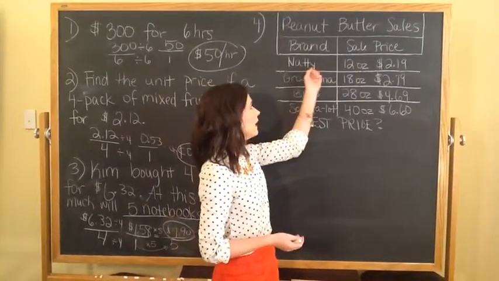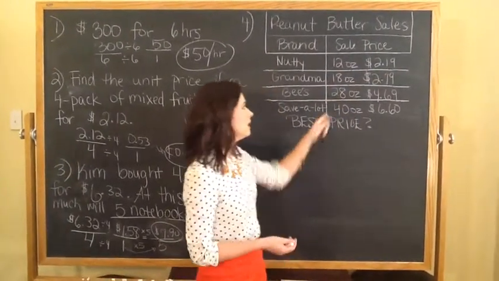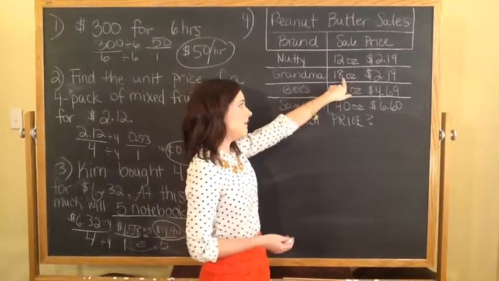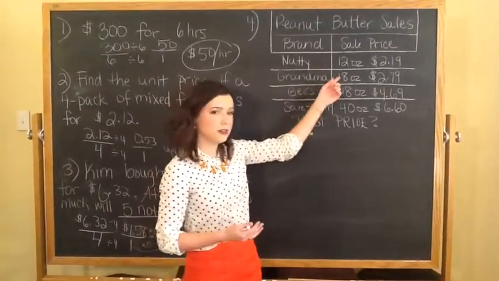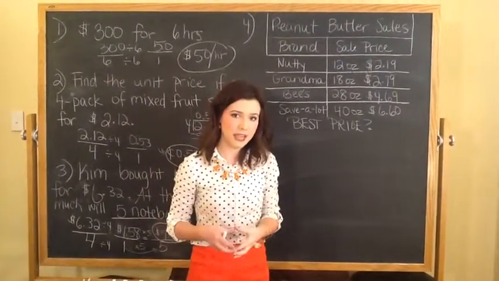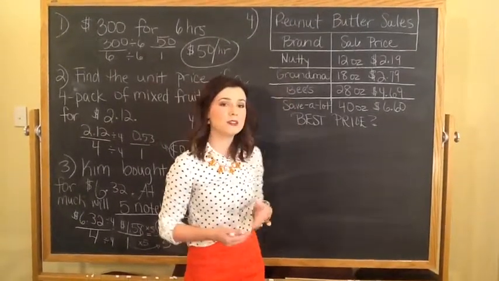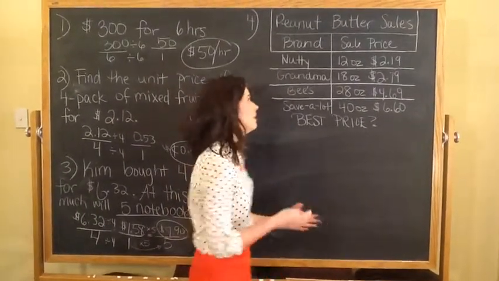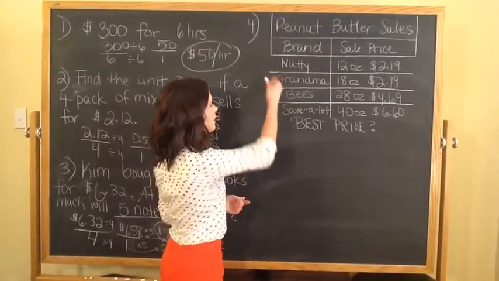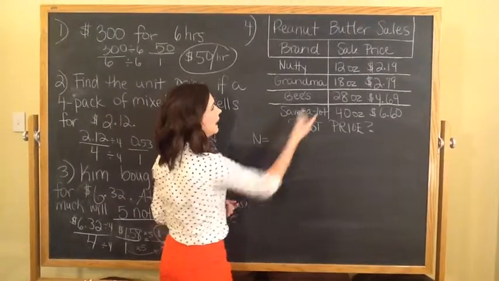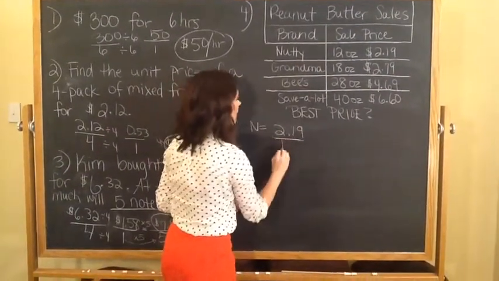Since this one, like the Nutty brand, for 12 ounces costs $2.19, and for the Grandma's brand, 18 ounces cost $2.79, you see that we can't compare those yet because those aren't the same size containers. Since they're not the same size, we're going to figure out how much these cost per ounce. So let's set them up. First of all, I'm going to make a list of my rates, okay? So for the Nutty brand, we have $2.19 for 12 ounces.